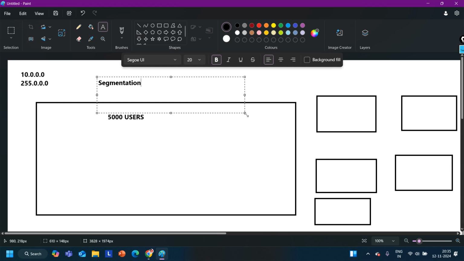Segmentation means dividing a large network into smaller networks. Like in the last class I told you, the reason we divide anything is to make it easy. In the same way, if we divide the large network into smaller parts, it will be easier to manage, configure, and troubleshoot.